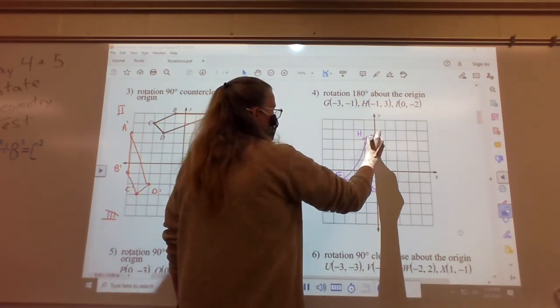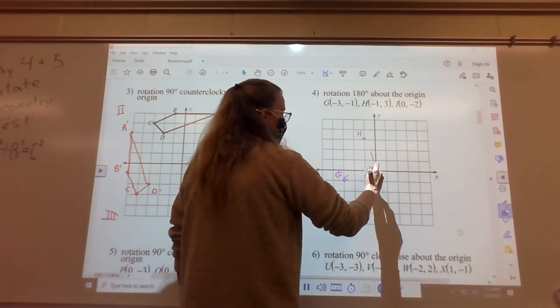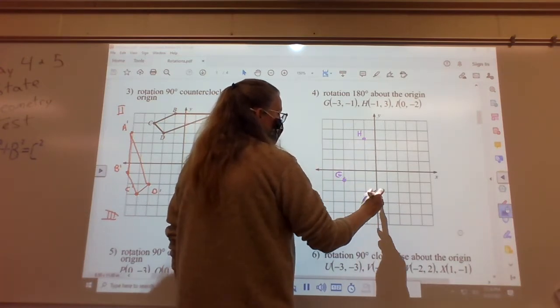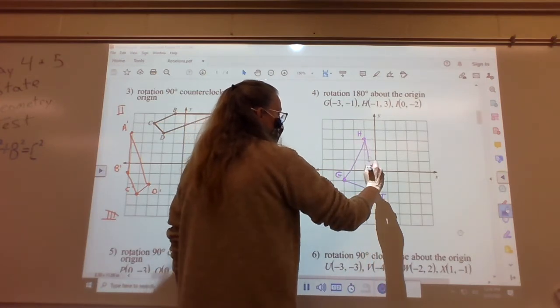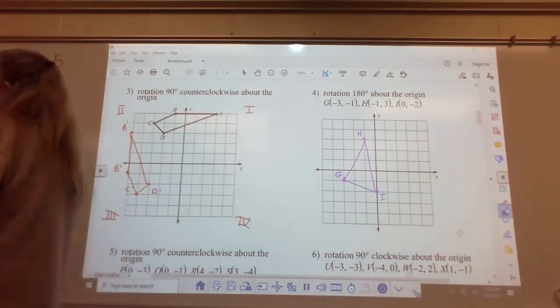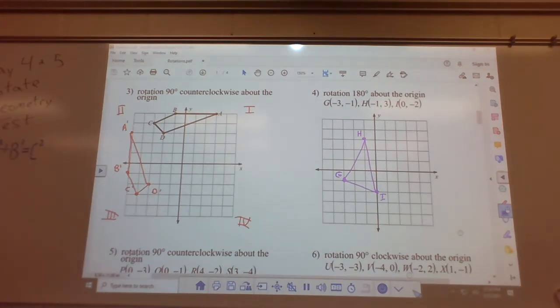Yeah, I did a lousy job drawing that. That looks better. So there's my triangle. So just get everything where it belongs. That's my original.